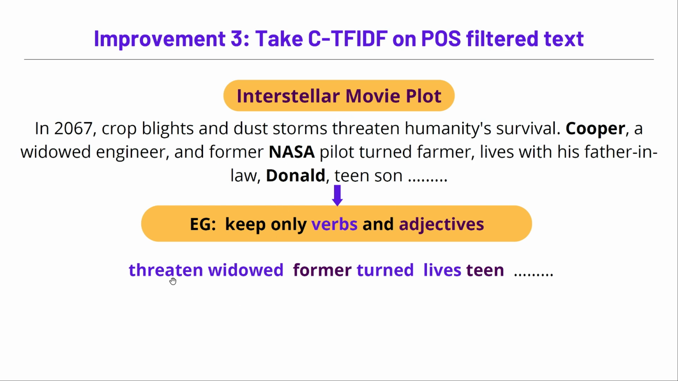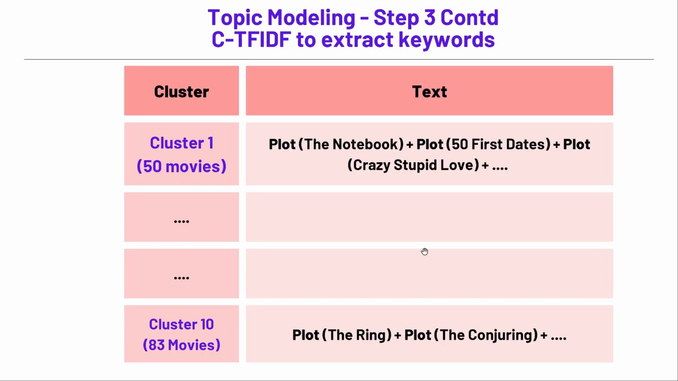For example, from this movie plot we can just keep threatened, widowed, those are the verbs, and farmer, teen are the adjectives. And the beauty is that since TF-IDF doesn't take into picture the order of words, even if you just keep verbs and adjectives like this and add all the movie plots with just verbs and adjectives extracted from them, TF-IDF will still help in identifying the top keywords, in our case verbs and adjectives. Instead of using the plot of The Notebook, we are just going to use the verbs and adjectives from The Notebook movie plot. Similarly, we are going to append the verbs and adjectives that we saw in 50 First Dates. So this text will be just verbs and adjectives from all the 50 movie plots.